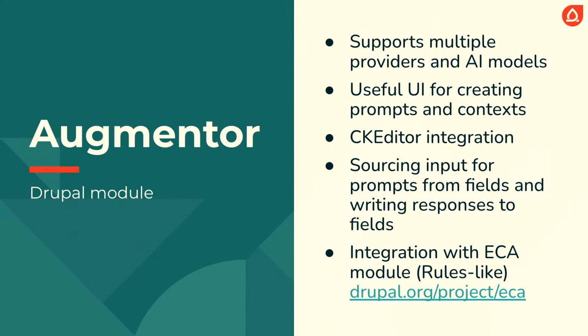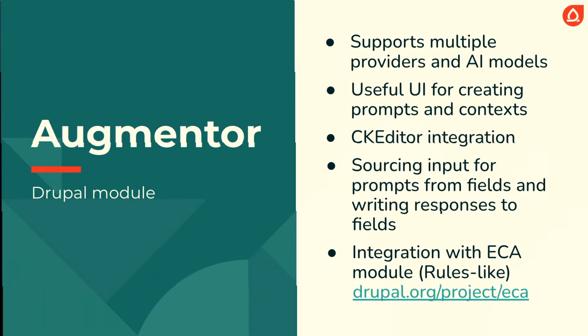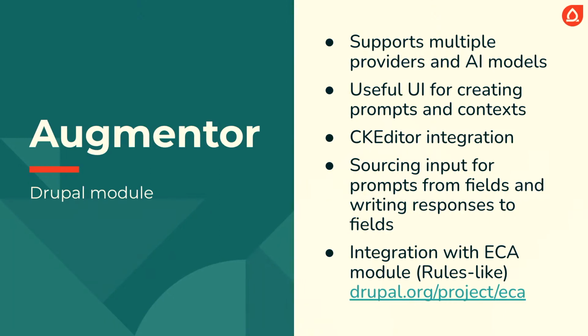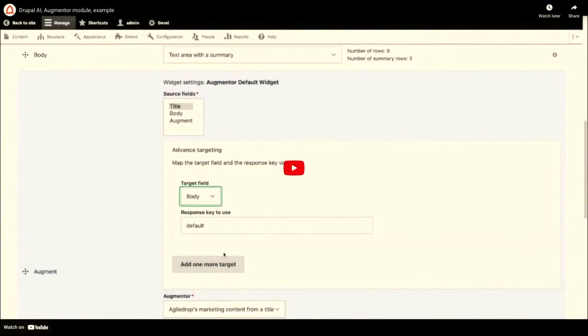And it can also integrate with ECA. This is the Events, Conditions, Actions module. It's very similar to what I used in Drupal 7 called Rules, which means it's made for building processes with a user interface. I hope this will work. So this is now the Augmentor example.